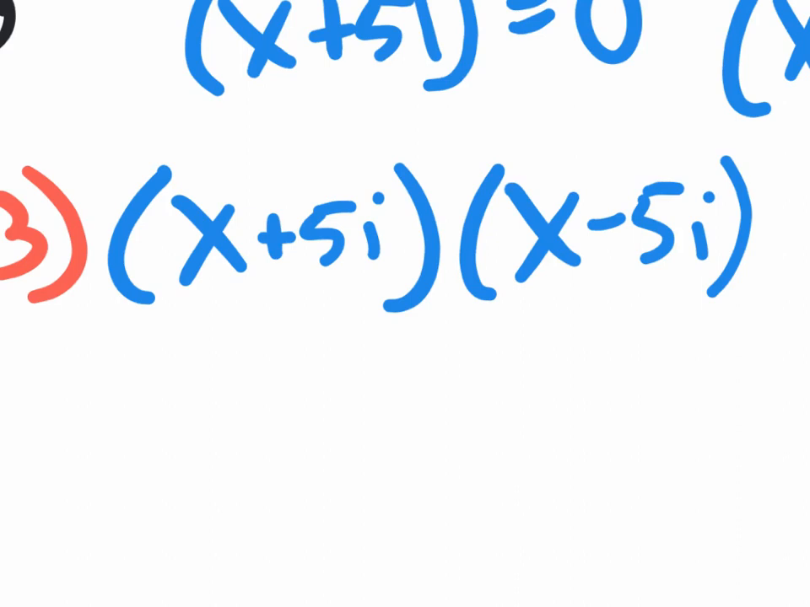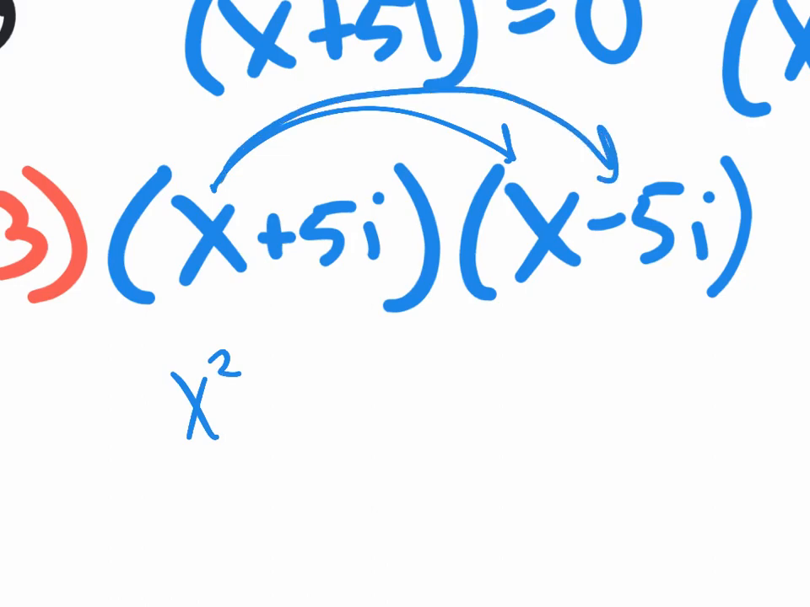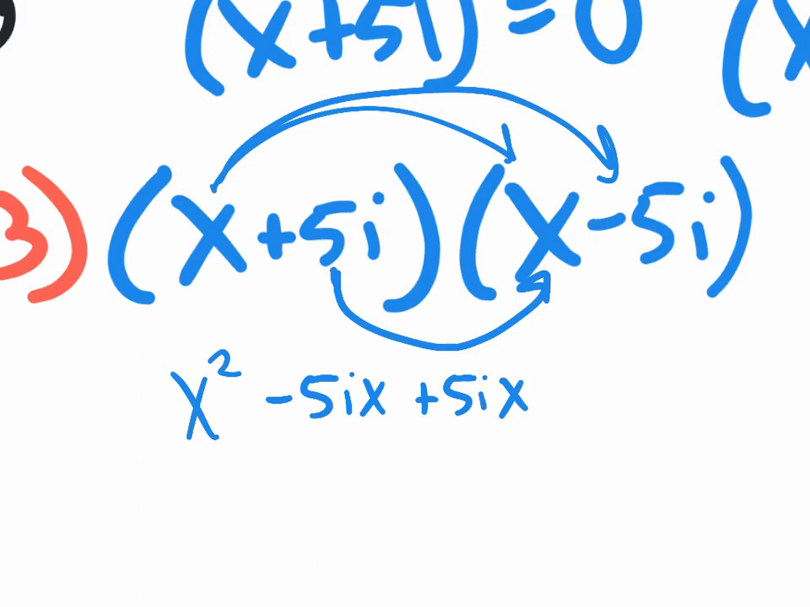Check it out. What is x times x? X squared. What is x times -5i? Let's just put it together. -5i with an x. And then positive 5i times x, it's going to be a positive 5i with an x. Then positive 5i times -5i. Positive times a negative is a negative. 5 times 5 is 25. And i times i is i squared.